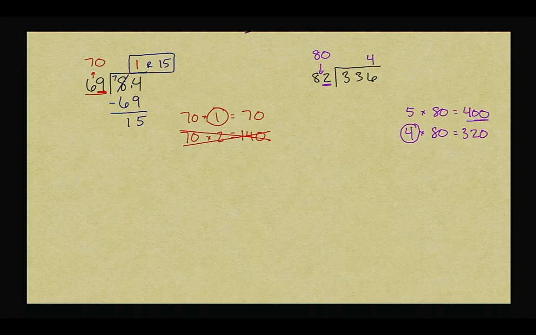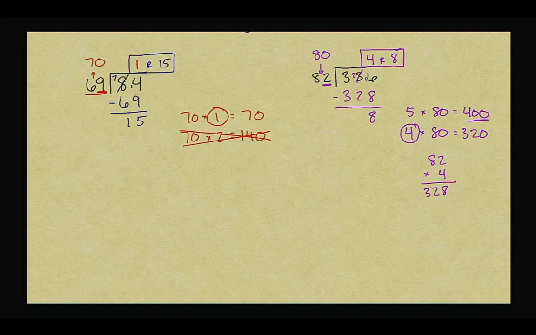Now I'm going to use that 4 to multiply by 82, my actual divisor. 4 times 2 is 8. 8 times 4, we already went over, is 32. So that means the number I'm going to subtract from 336 is 328. Again, going to have to do some borrowing. 16 minus 8 is 8. 2 minus 2 is 0. 3 minus 3 is 0. So that means my answer is 4 with a remainder of 8.